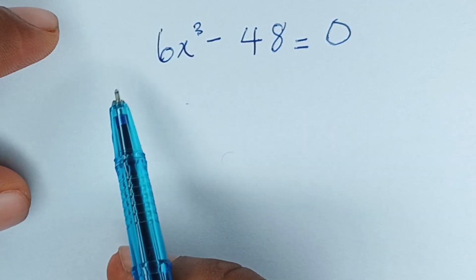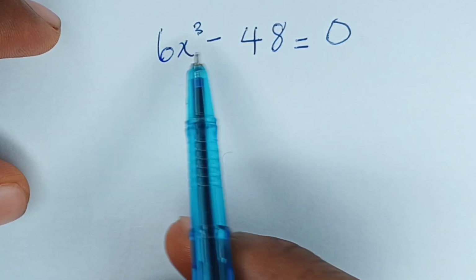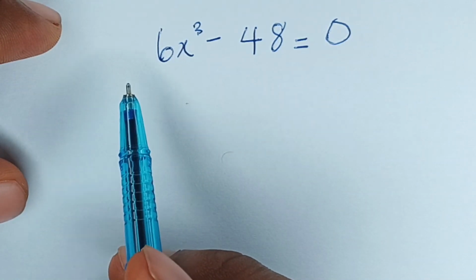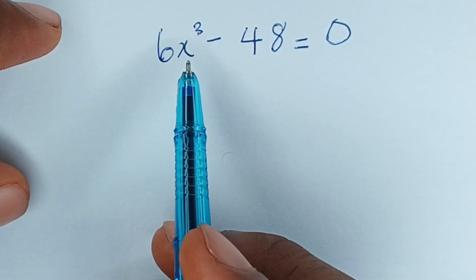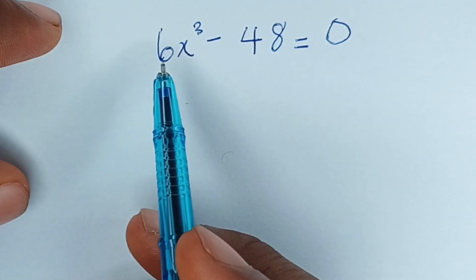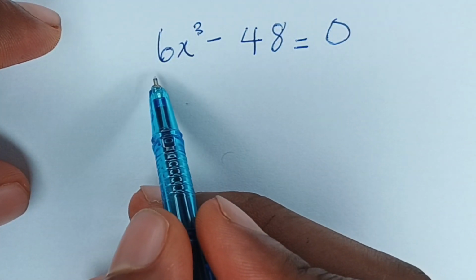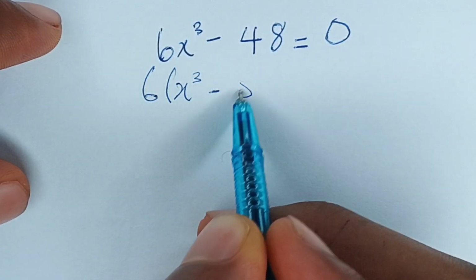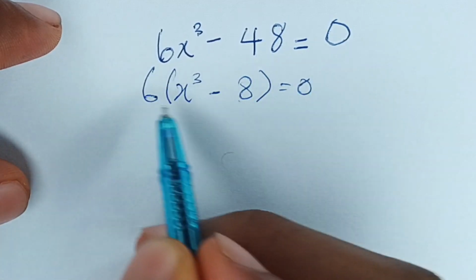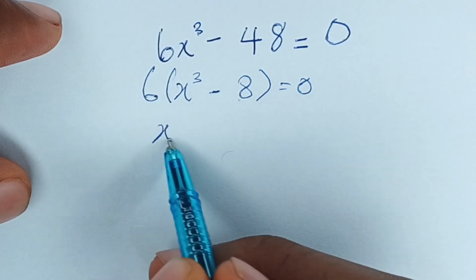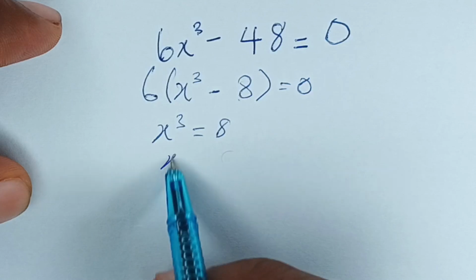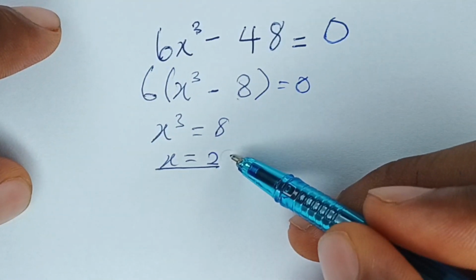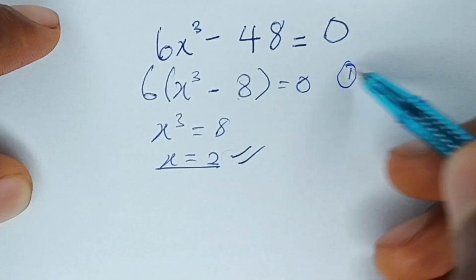Alright guys, let's solve this Olympiad equation quickly. It says 6x cubed minus 48 is equal to 0. Now, to solve this question, a lot of people would quickly rush and just factor out 6. So they have x cubed minus 8 equal to 0. You strike out 6 on both sides, so they will have x cubed is equal to 8 and x is equal to 2. And I agree with this answer, but this is just one of the answers.